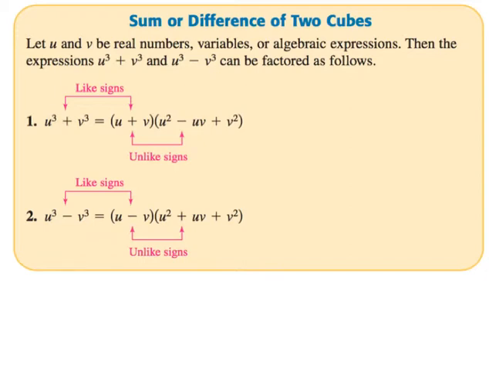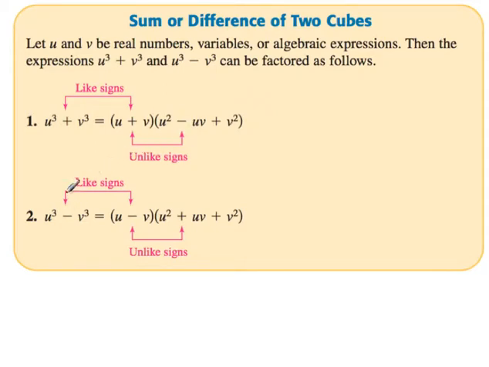This slide shows us the formulas for the sum or difference of two cubes. So when we have a positive sign between the two cubes, we end up with different signs for the binomial and the first part of the trinomial. So remember, plus between the cubes, plus in the binomial. And these signs have to be different.